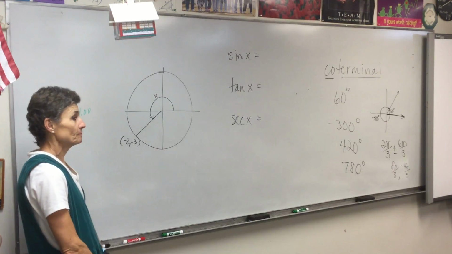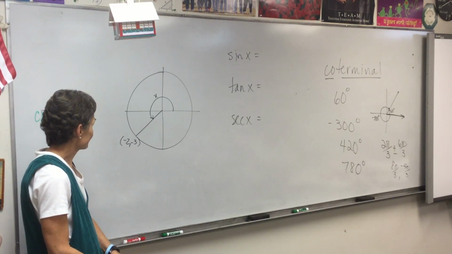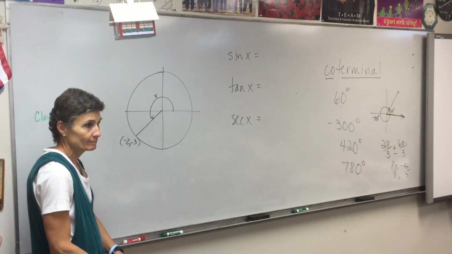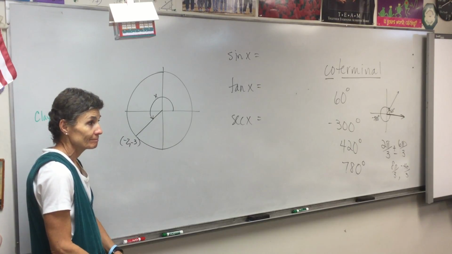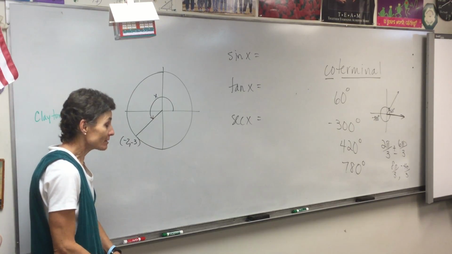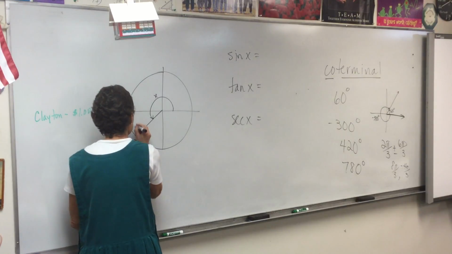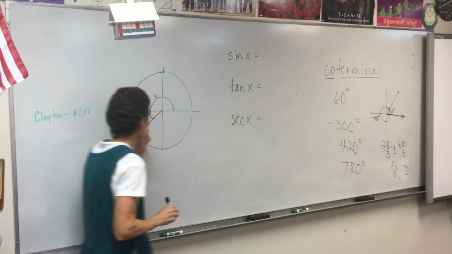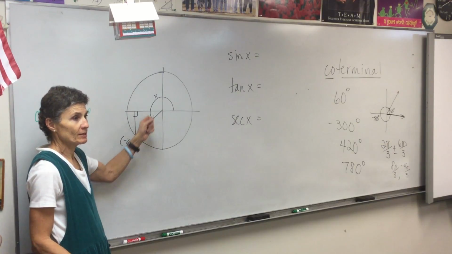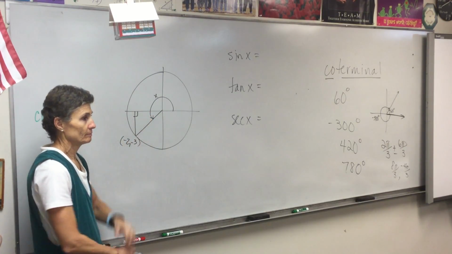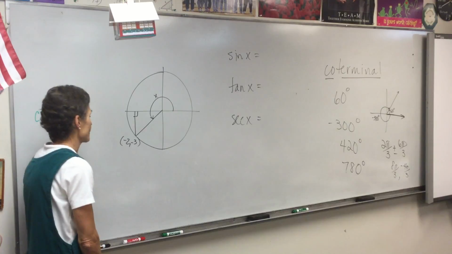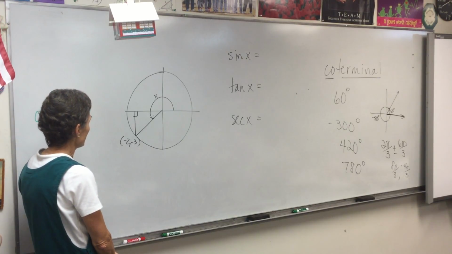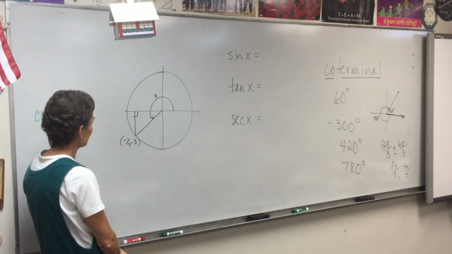Alright, so here you go. What do we do? We need a triangle. Let me say it again. This is trigonometry. Trigonometry means triangle measurement. You got to have a triangle. All right, so here we go. Tell me about that triangle. Do I know anything about its sides?